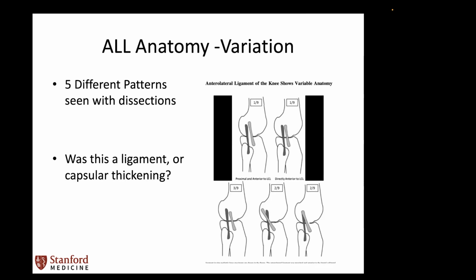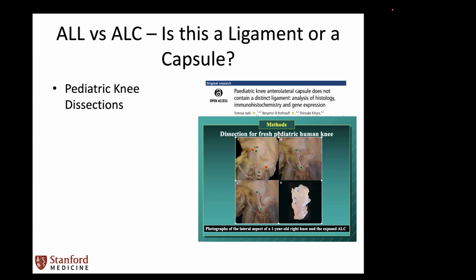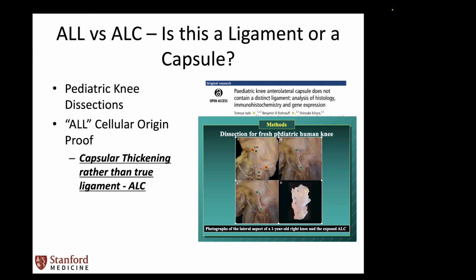The other question: Freddie Fu and Volker Musahl in Pittsburgh weren't sure if this was a ligament versus a capsular thickening. So we sent them a series of specimens in which we harvested these tissues, and they did some cellular marker studies to determine, is it ligament, is it capsule, both, or neither? And they proved that this clearly was a capsular thickening based on cellular origin and cellular markers. It was not ligament. It was actually capsular thickening.